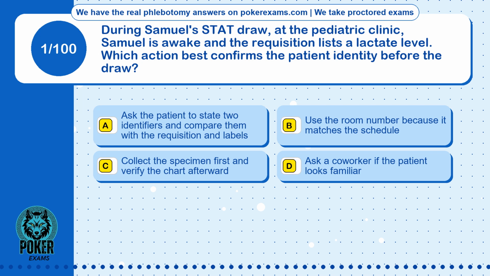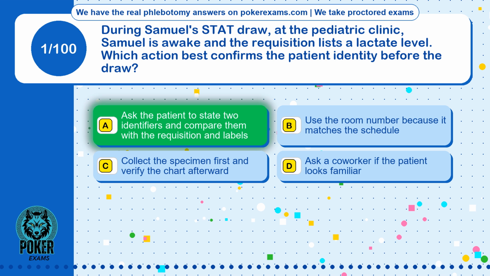Question 1. During Samuel's stat draw at the pediatric clinic, Samuel is awake and the requisition lists a lactate level. Which action best confirms the patient identity before the draw? Option A. Ask the patient to state two identifiers and compare them with the requisition and labels. Option B. Use the room number because it matches the schedule. Option C. Collect the specimen first and verify the chart afterward. Option D. Ask a coworker if the patient looks familiar.